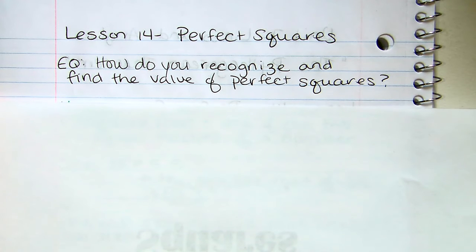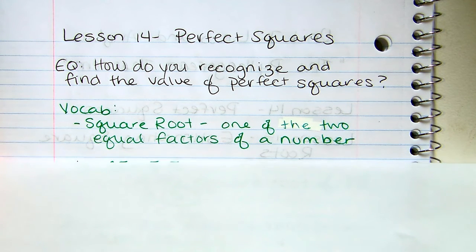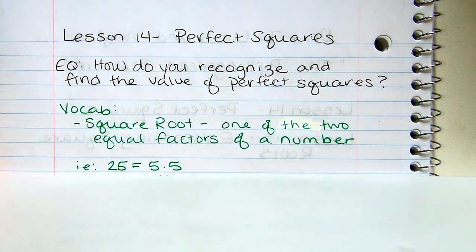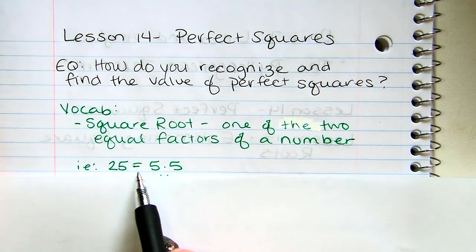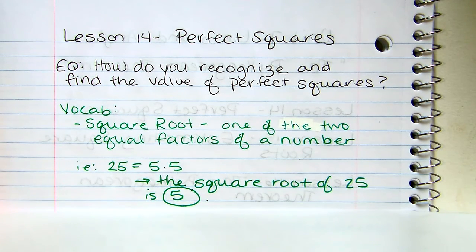Now, before we begin, we do have one key vocabulary word, and that is square root. Square root is one of the two equal factors of a number. What that means is that if I have the number 25, the same number multiplied by itself would be my square root. In that case, 5 is the square root of 25 because 5 times 5 gives me 25. So here, the square root of 25 is 5.